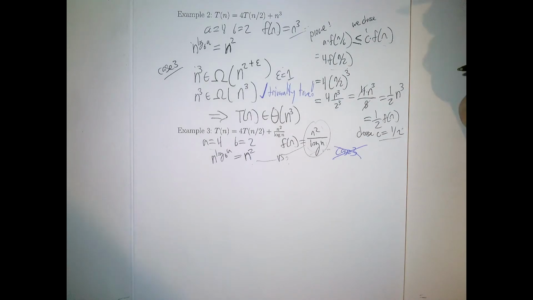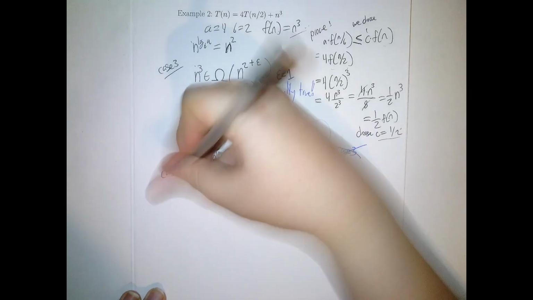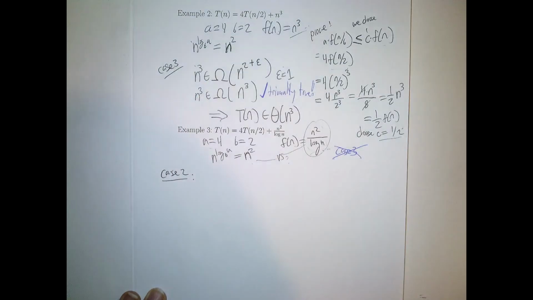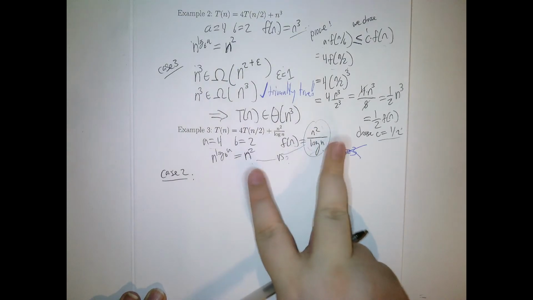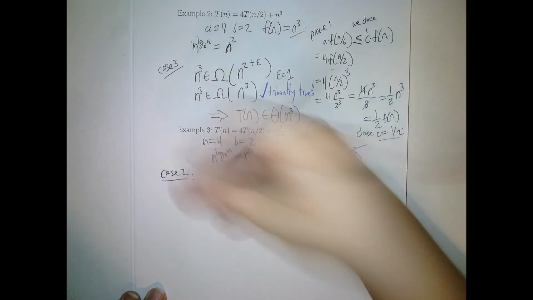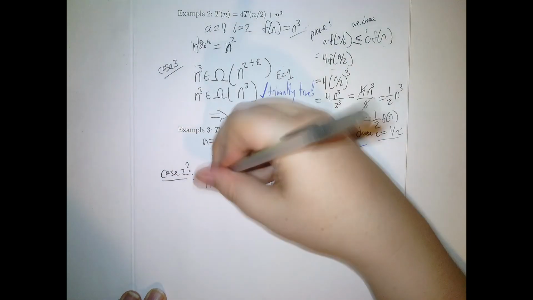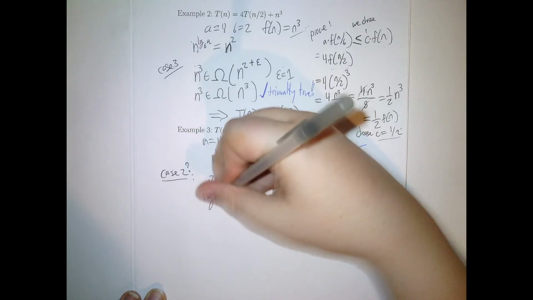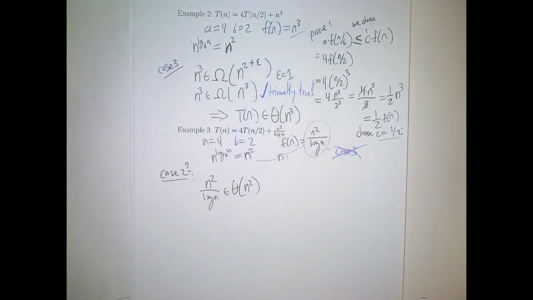Then you're like, okay, is it case 2 or is it case 1? Oh. Well, I don't know. Let's just try one. Let's see, case 2. Well, case 2, these 2 would have to grow asymptotically at the same rate. So we say, well, maybe it's case 2. So f of n in this case is n squared over log n. And we're trying to see, is that tightly bounded by n squared?